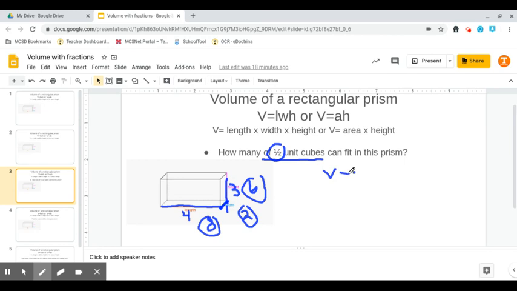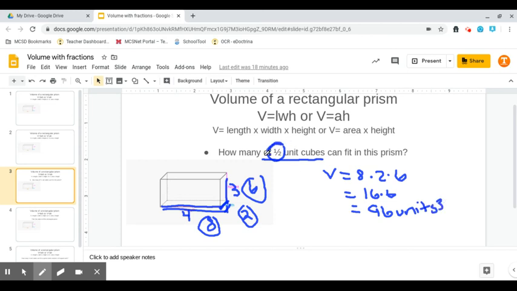So my volume, the number of cubes, is 8 times 2 times 6. 8 times 2 is 16, which I have 8 cubes going this way and 2 rows that way. 2 rows of 8 is 16, and I'm going to stack 6 of them on there. So 16 times 6 is 96. In this case, I didn't specify, so it's units cubed.